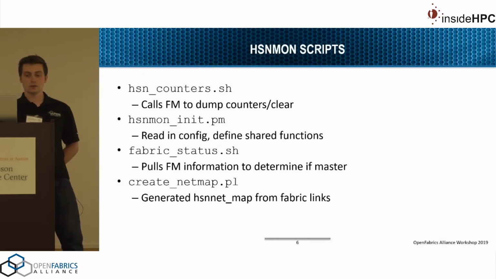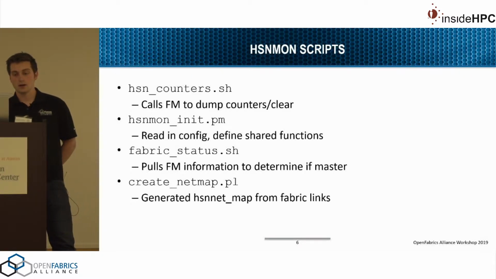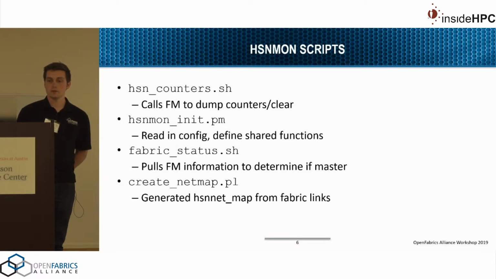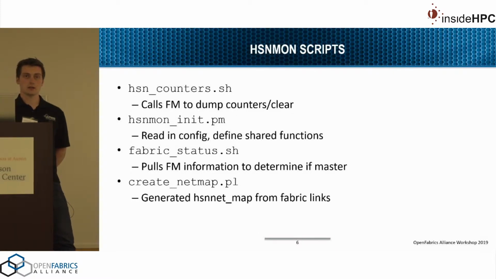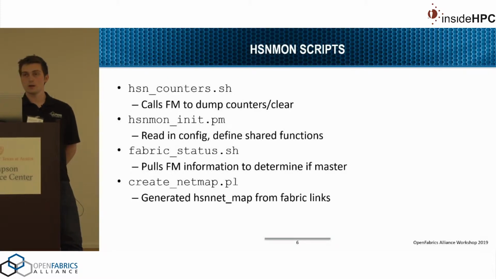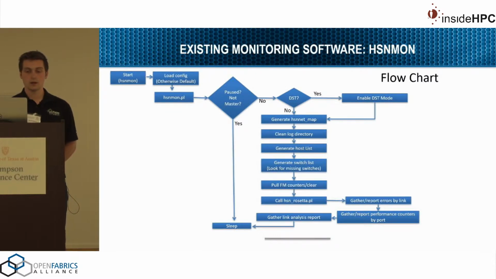Additionally, there are a few more scripts. We have HSN counters, which will dump the counters and clear them to a file, and HSN moninit, which does all of our configuration setup and definition of shared functions. There's also fabric status, which pulls FM information to determine if it's the master, otherwise it goes to sleep. This allows for seamless failover as we run our clusters with at least a couple of standby fabric managers. Additionally, there is create netmap, which will generate a map of the different links on the fabric.